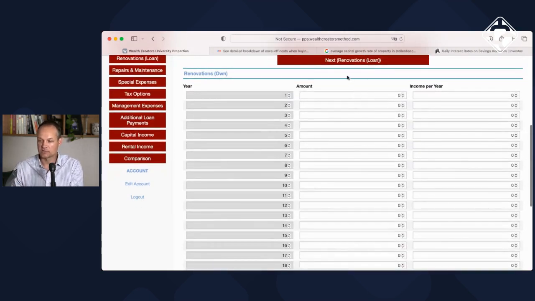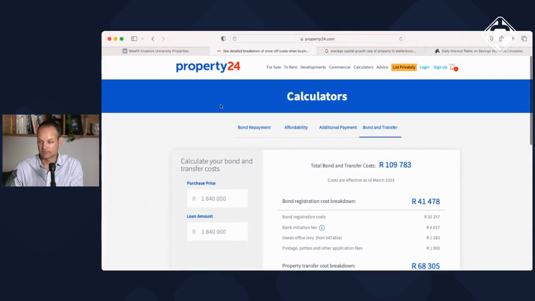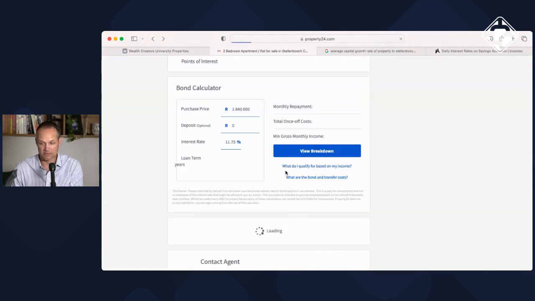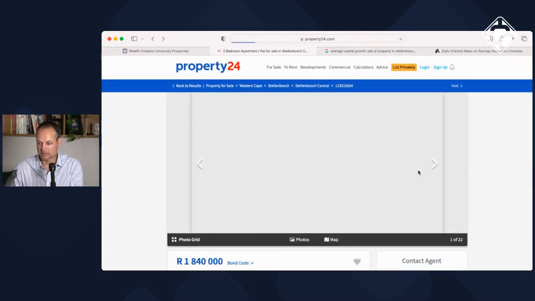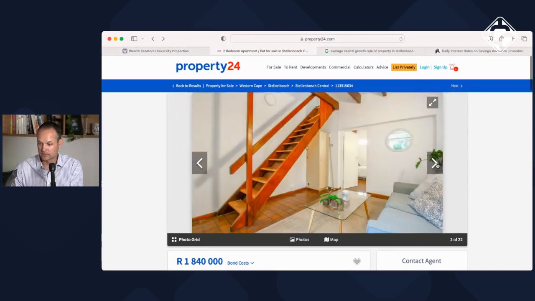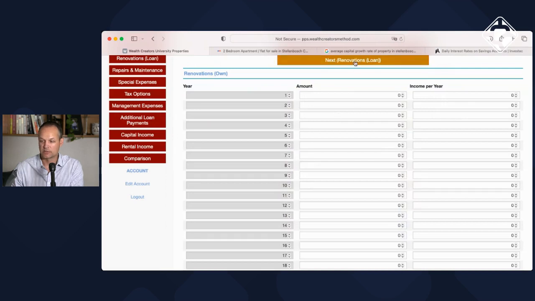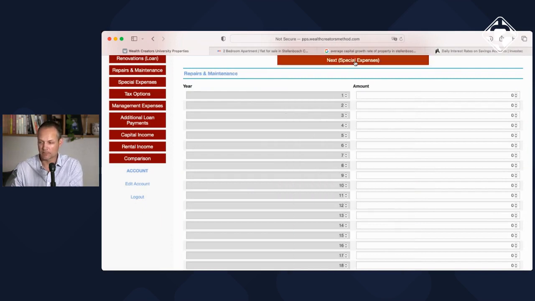Renovation costs, if there were any. Was it necessary for me to spend any money? Going back quickly to the pictures, looking at them, I don't think I need to spend a cent. It is in fine form. The outside looks pretty, the inside looks pretty, so no renovation cost. You can also add renovation cost against a loan, but it's not applicable. Repairs and maintenance, not applicable.